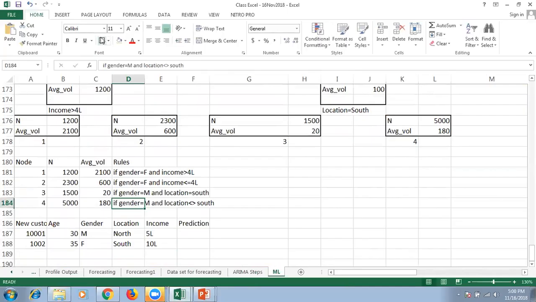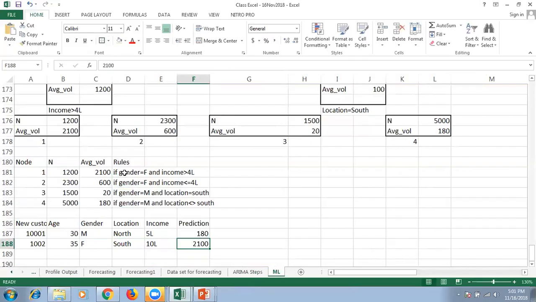So that means the fourth node is the prediction. And what is the average volume? 180. And what about these guys? 2,100. How? The gender is female and income is greater than, sorry, greater than 4 lakhs. So this is the first segment. What is the first segment's average volume? 2,100. So that's how I can predict the value. Once I predict the value, I can look at the accuracies and all of these things with the help of metrics.